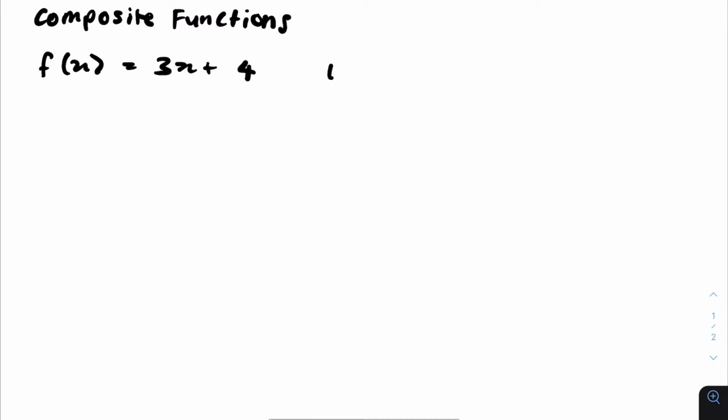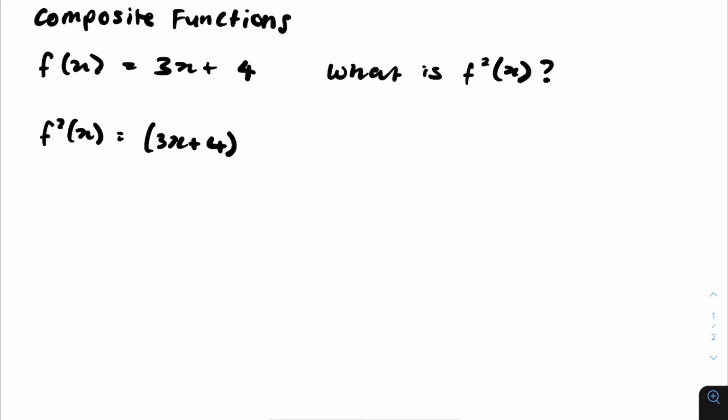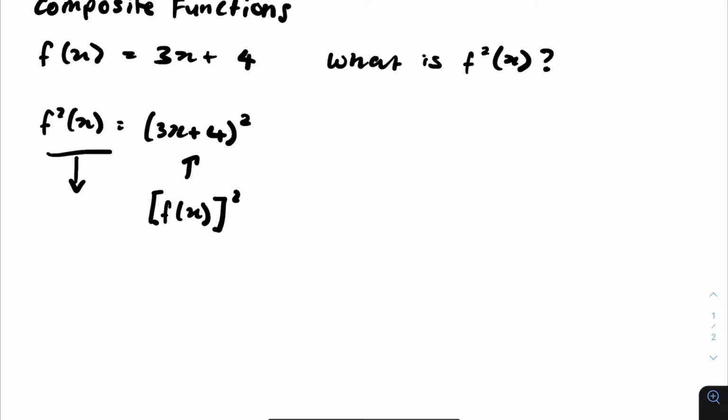So let's say you had f of x is equal to 3x plus 4. And the question was, what is f squared x? Instinctively, you might be wondering, why don't we just square 3x plus 4? So you might think that f squared x is equal to (3x plus 4) squared. But that would be wrong. That value is actually the square of f of x. What f squared x denotes is f of f of x. It's putting f of x into f of x.